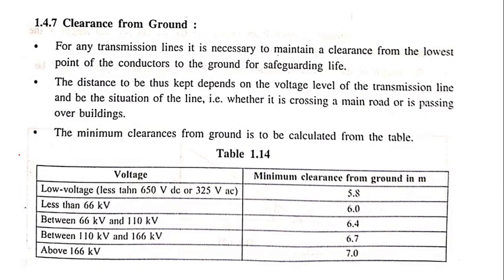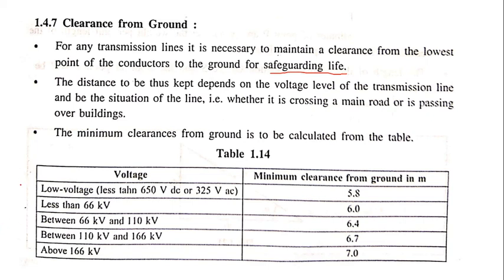Now here is the ground clearance. The clearance from the ground is also a very important term. For any transmission line, it is necessary to maintain a clearance from the lowest point of the conductor to the ground for safeguarding life. The distance to be kept depends on the voltage level of the transmission line and the situation of the line, that is, whether it is crossing main roads, passing by buildings, or passing by farms. The minimum clearance from the ground should be taken from this table.